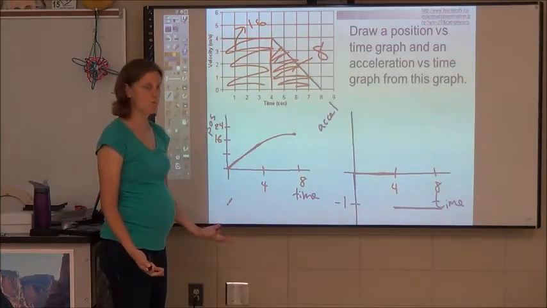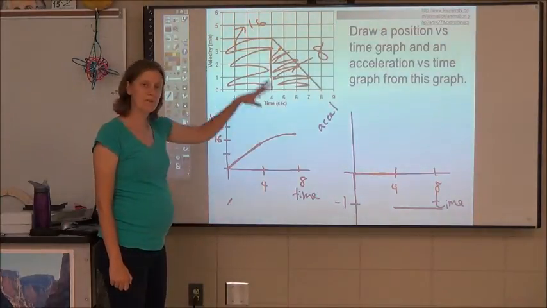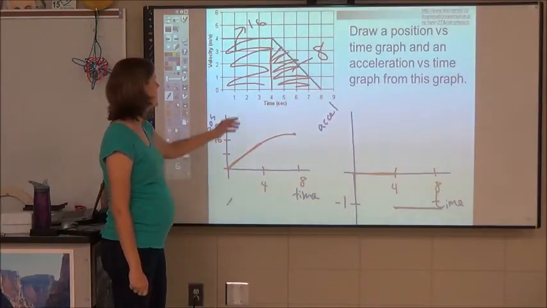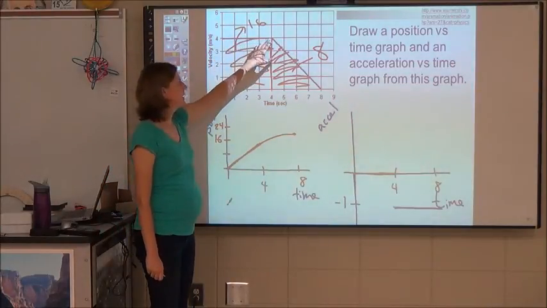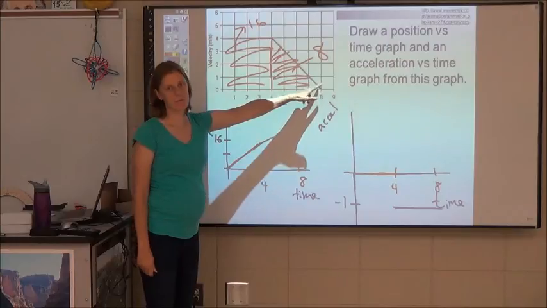And that's how you draw from one graph to the other. All three of these graphs tell the same story about a runner going at a steady pace who then slows down and stops.